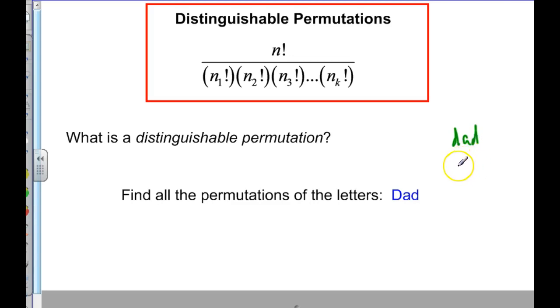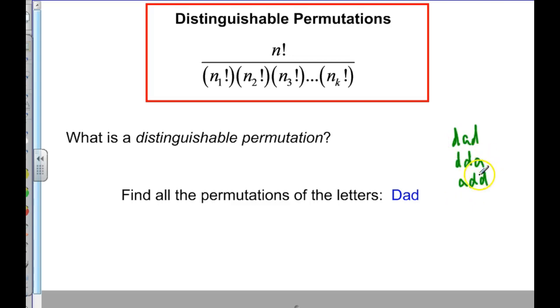Let's see, D, all the different permutations. So D, DA, ADD, sometimes ADD when you're dad. Okay, so an A, well, is that it?